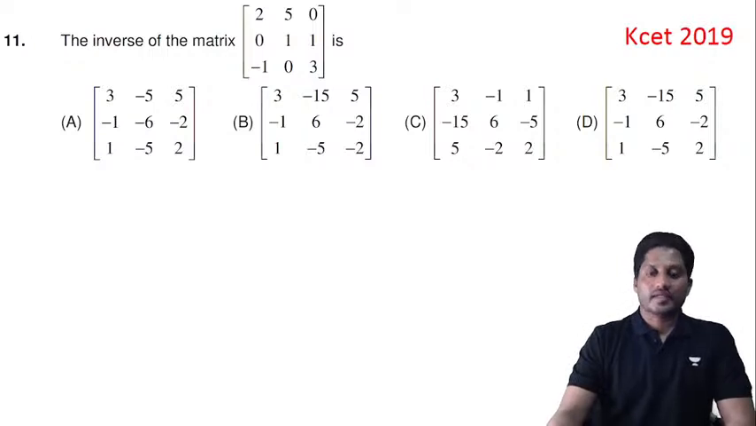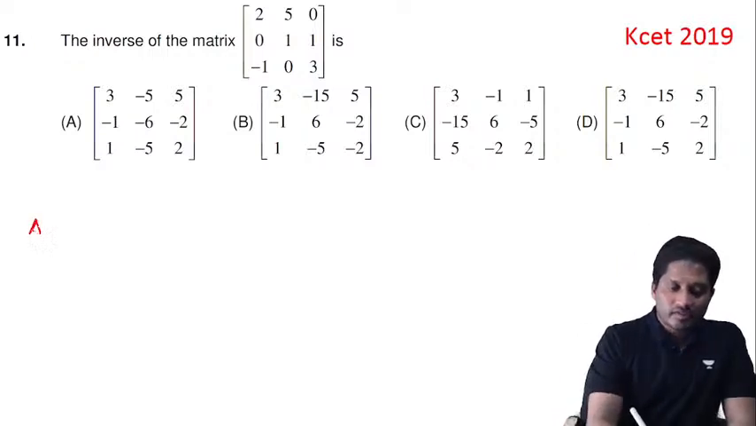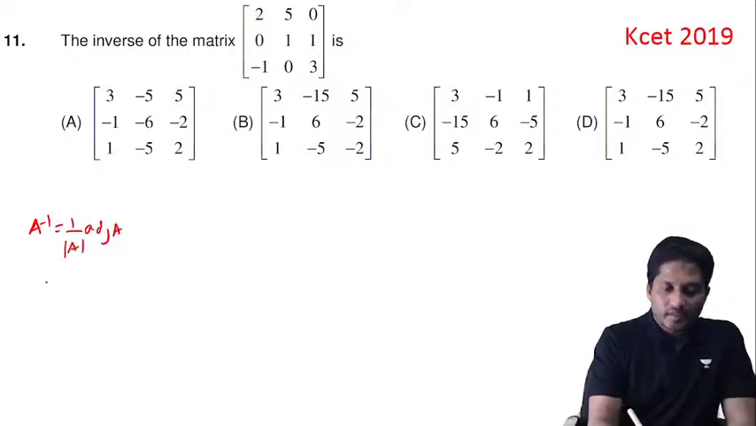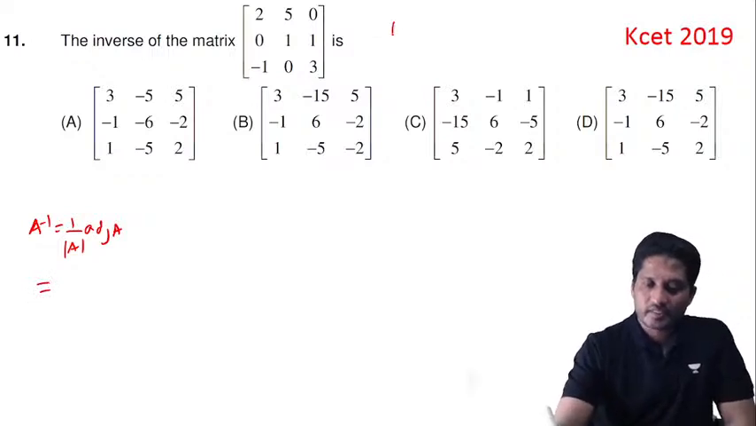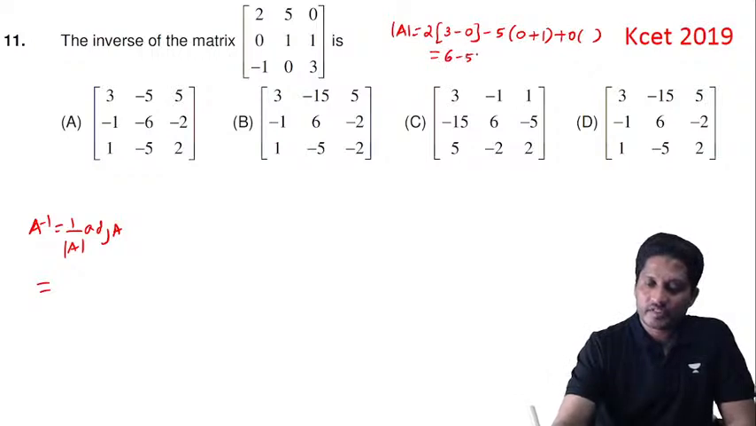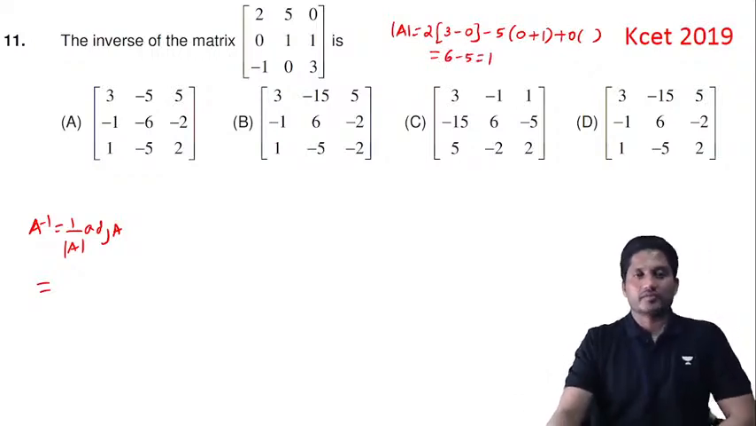The inverse of the matrix is, see, we know that A inverse is equal to 1 by determinant A into adjoint of A, right? Determinant A will be, if I expand this, determinant A is equal to 2 into delete first row first column, you will get 3 minus 0. Minus 5 into delete first row second column, you get 0 plus 1. Plus 0 multiplied by a number is 0. You will get 6 minus 5, which is equal to 1. So determinant A is anyways 1.